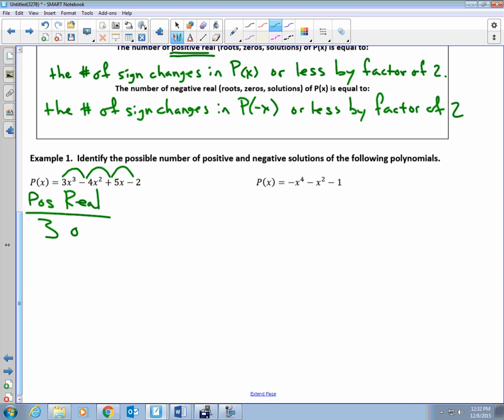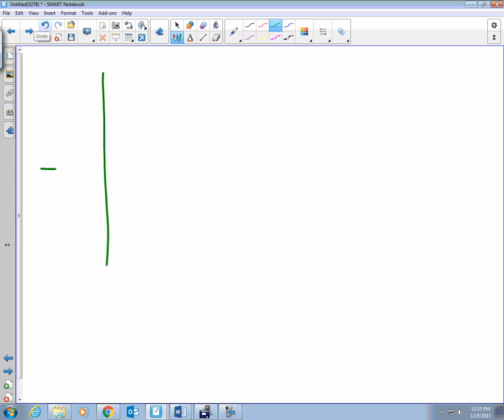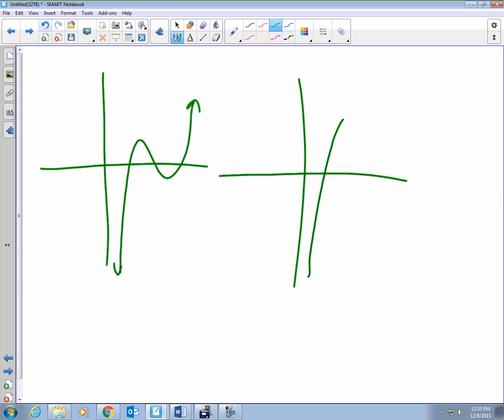Or there might not be 3. So you're going to be 3 or less by a factor of 2. So 3 or 1. And here's why. Basically, what it's telling us is the graph either goes like this, where it crosses 3 times on the positive side, or it looks like this. If it looks like this, there's 1 solution. If it looks like this, there are 3.